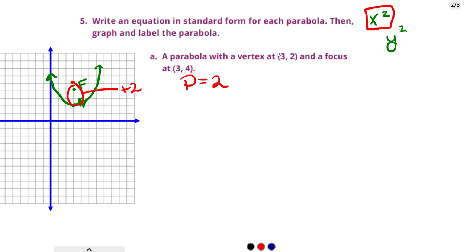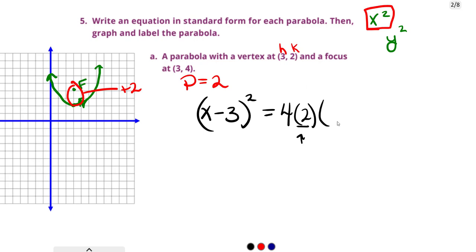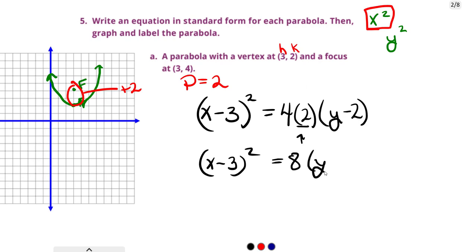The other piece I'm going to need is my vertex, which tells me my h and my k. So (x minus h), so (x minus 3) squared, is equal to 4, and this value is where you put your p value, so 2, times (y minus 2). And so we simplify that further by multiplying the 4 and the p, which gives us 8(y minus 2).